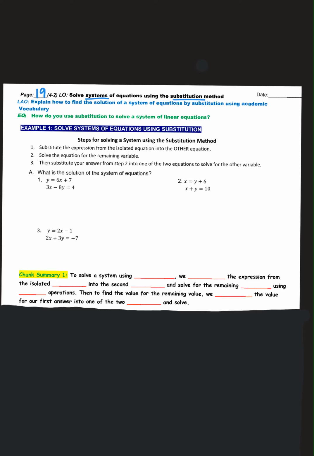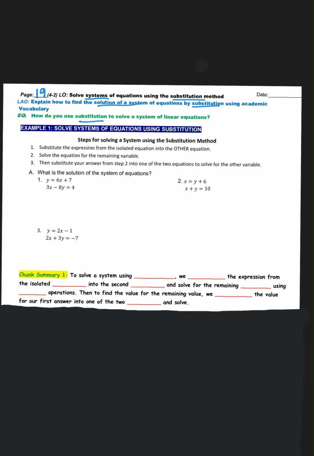Our language acquisition objective is to explain how to find the solution of a system of equations by using the substitution method using academic vocabulary. And our essential question is, how do you use substitution to solve a system of linear equations? All right, let's get right into example 1. Example 1 is solve systems of equations using substitution.